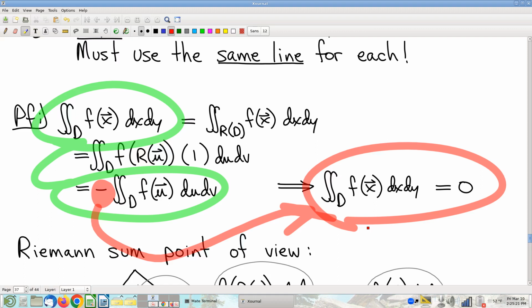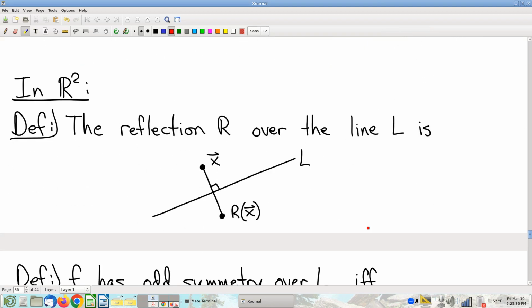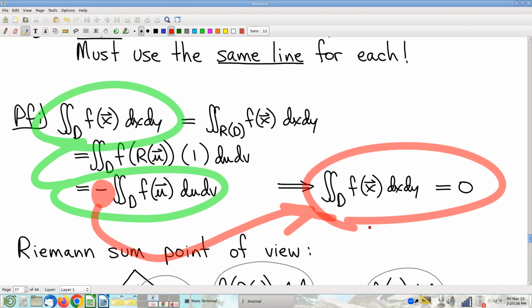Everybody see how this works? More to the point, does everybody see this is exactly the same argument that we used in single variable? Right? Same argument. Symmetry, pull back, cite the oddness, boom. It's exactly what we do here. It's just a two-dimensional version of the same thing.